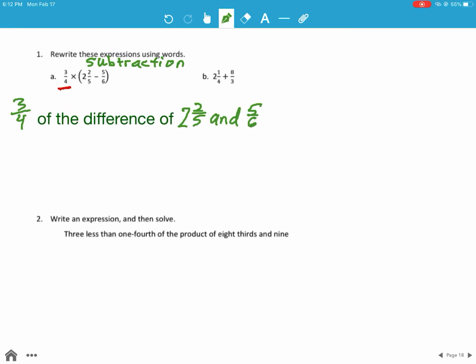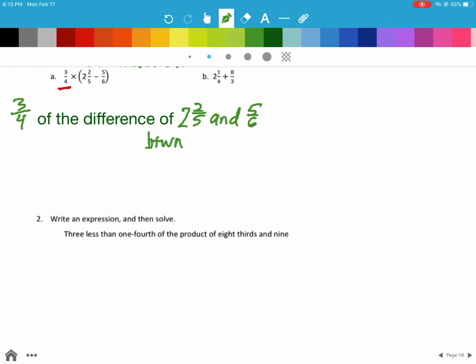Okay, could you write it different? 3/4 of the difference of, okay, you could write 3/4 of the difference between 2/5 and 5/6. Okay, so that's another way you could have written it.